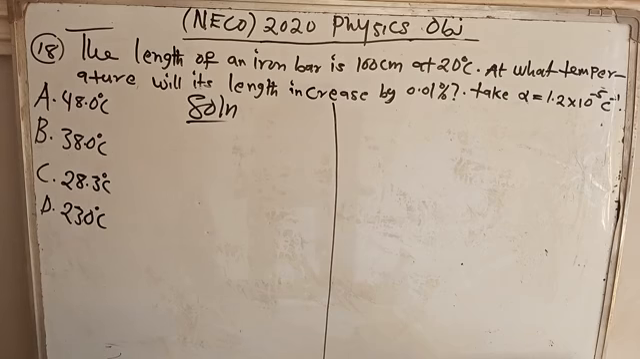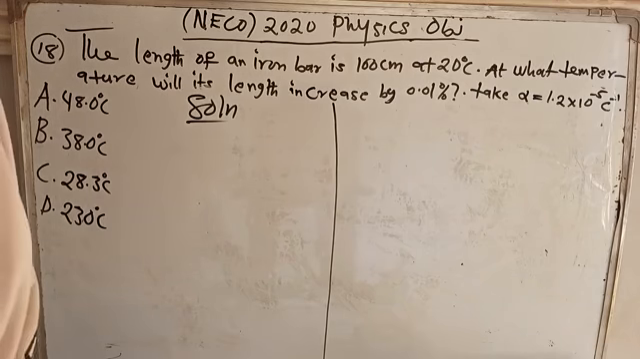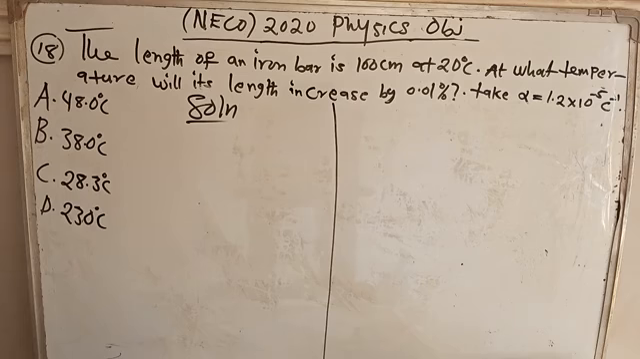In this video we are going to take a look at question number 18, NECO 2020 physics OBJ. The question says the length of an iron bar is 100 centimeters at 20 degrees Celsius. At what temperature will its length increase by 0.01%? Take alpha, that is linear expansivity of the material, to be equal to 1.2 times 10 raised to the power of negative 5 per degree Celsius.